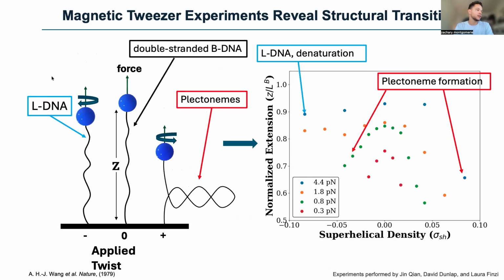over to left-handed DNA. This appears in the extension diagram, which is a measure of the overall extension over the length of the DNA molecule. A lowering extension is a sign of plectoneme formation, whereas when you have this extended form where the length is not reducing, that's showing the transition to L-DNA.